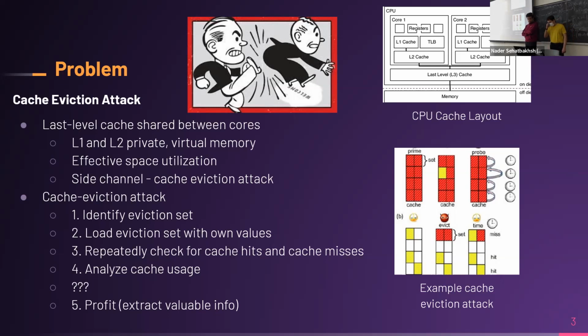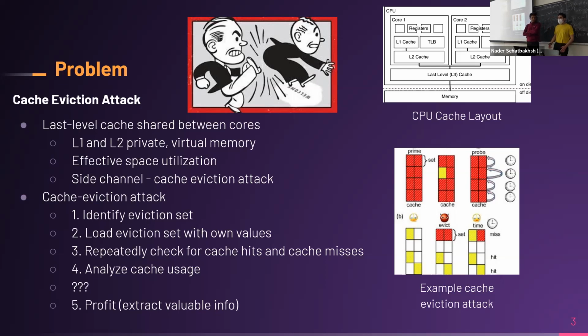If you look at the diagram on the bottom right, there's an attacker process and a victim process. The attacker process will first figure out where the victim is modifying in the actual cache. They'll find the cache line, and then within the cache, they'll find a cache set. This will be called the eviction set. Once they find the eviction set, they'll load the eviction set with their own values. So if I'm the attacker, I can just set it all to 0, for example.